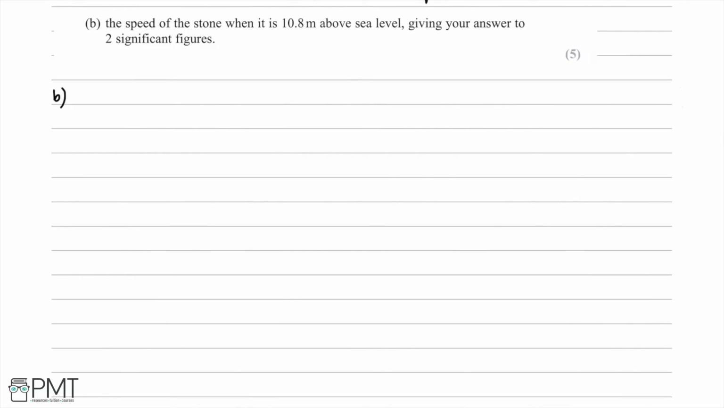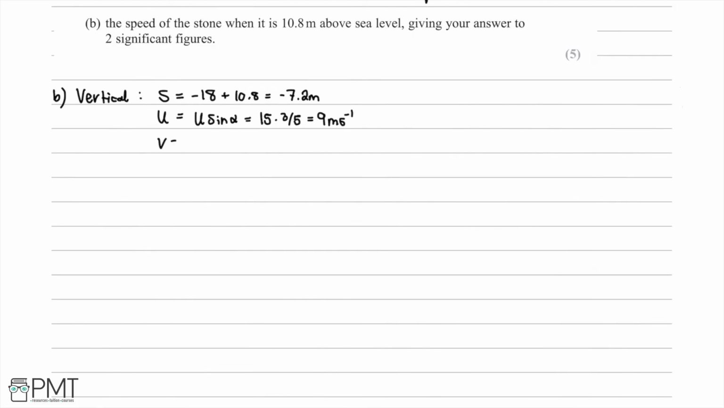we can then find the magnitude of this vector, which will give us the actual speed at this point. Starting off with the vertical component, we have the displacement. We know the stone started at negative 18 meters, and then we want to find the distance it's travelled when it's 10.8 meters above sea level. So therefore we add 10.8, which is going to be equal to negative 7.2 meters. We have our value of u, our initial speed, which we've just worked out in part A, multiplied by sine alpha, since it's the vertical component. So that is u sine alpha, which is equal to 15 multiplied by 3 over 5, which is equal to 9 meters per second.